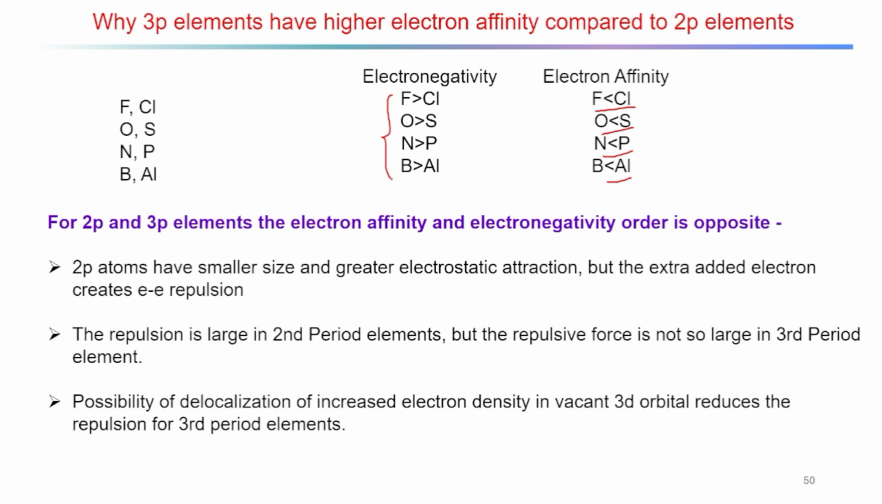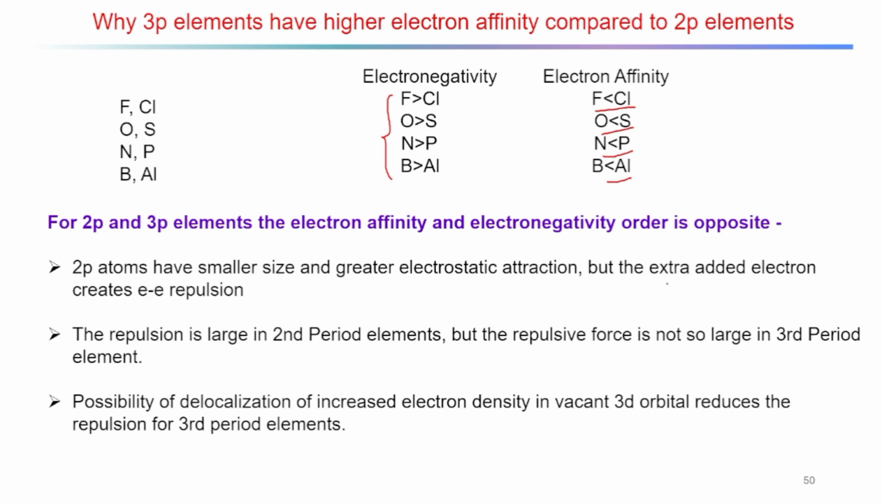Now why so? What is the reason behind it? To understand that, we have to consider these 3 points. The first one is that 2p atoms have smaller size and greater electrostatic attraction. So the 2p atoms have smaller size, and smaller size means greater electrostatic attraction towards the incoming electron.